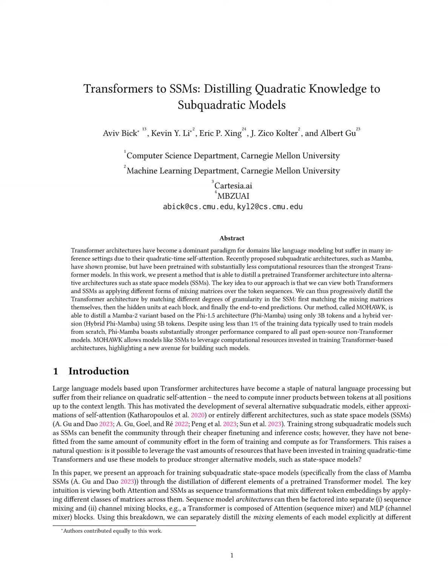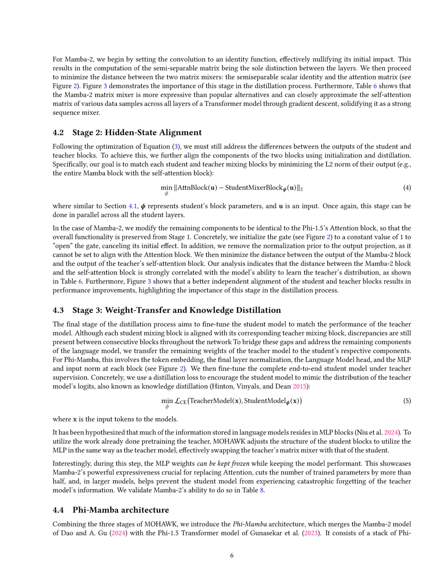2. Hidden state alignment. The second phase focuses on aligning the hidden state outputs of the student and teacher blocks. This is achieved by minimizing the L2 norm of the outputs from the student's Mamba block and the teacher's self-attention block, ensuring that the student model learns to replicate the teacher's output distributions effectively.